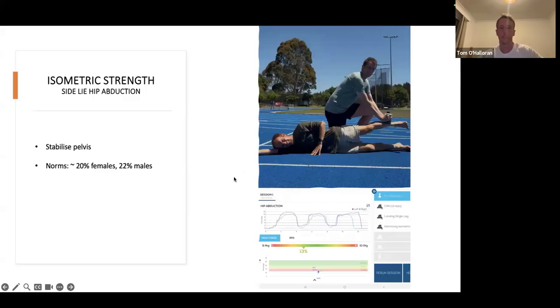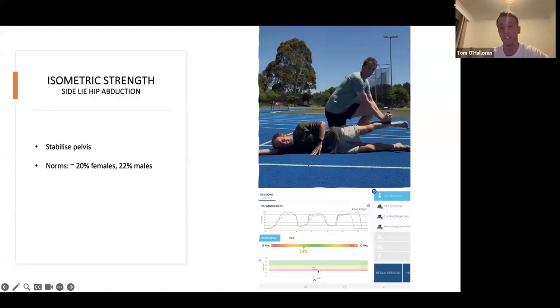So isometric strength. What I'll add in will often be a side lie hip abduction. We know that glute med is taking 3 to 4 times body weight, so I want to know how capable it is of producing force. I'll get someone side lying, lunge and kneel behind the pelvis to stabilize and stop rotation back, get my force behind the dynamometer, and usually go 30-ish degrees of abduction.